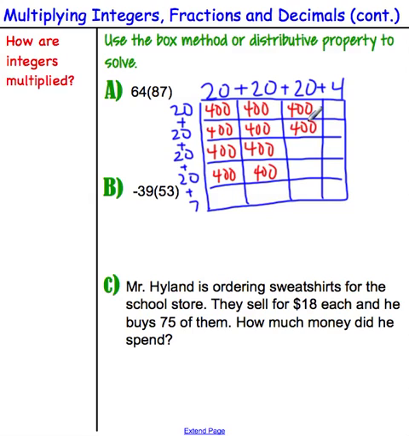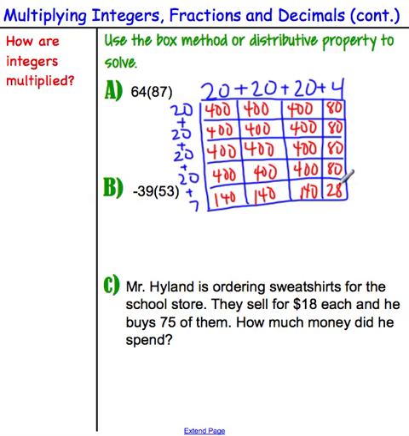And this might look like a lot to you, but it'll make more sense when we get there. 20 times 4 is 80. And then we have 20 times 7, which is 140. And 7 times 4 is 28. So now when I take a look at this, I need to add this all up.